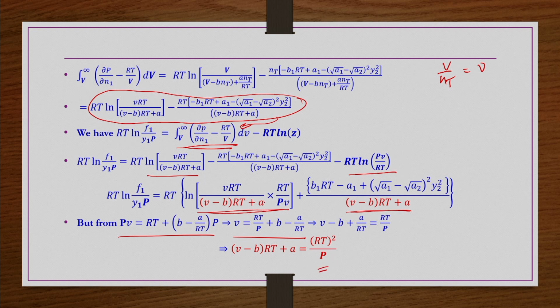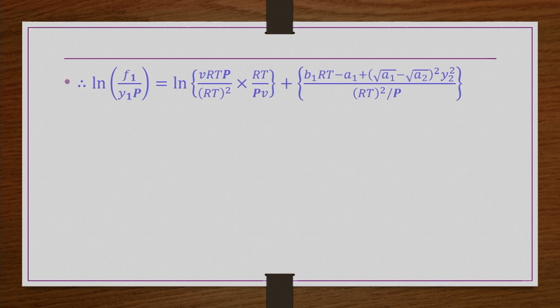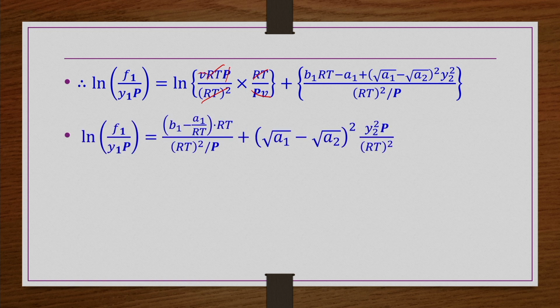So, wherever this red-font term V minus B RT plus A is there, I can substitute RT square by P. When I substitute this here, RT square by P in the denominator, then I can write P by RT square. Here also, in the denominator, I have written RT square by P. So, now what we can see is RT and RT square cancel out, PV and PV cancel out. So, ln of 1 is there, and the first term, ln of 1, is 0, and then the remaining term is like this.